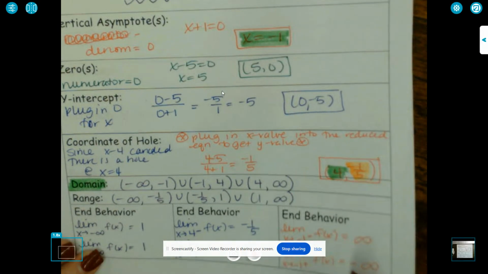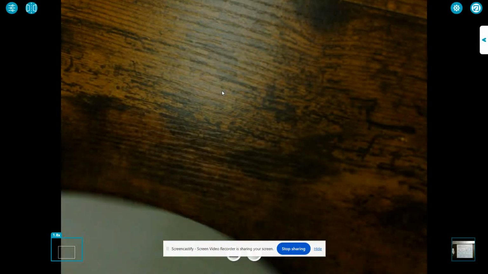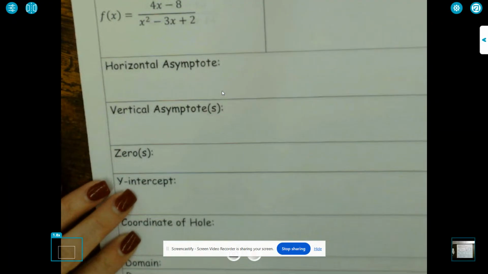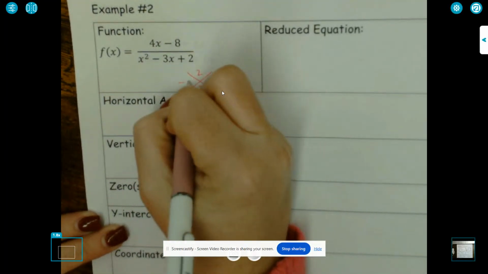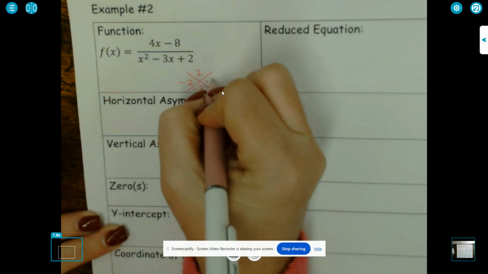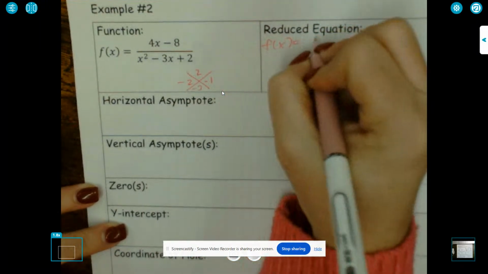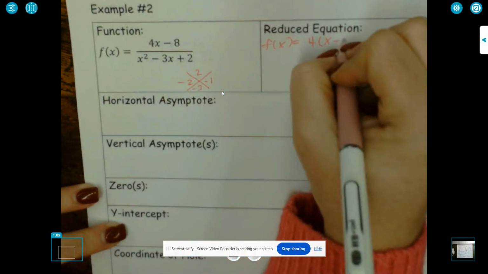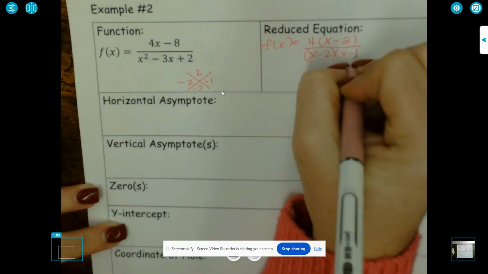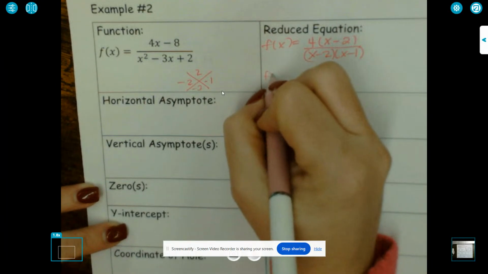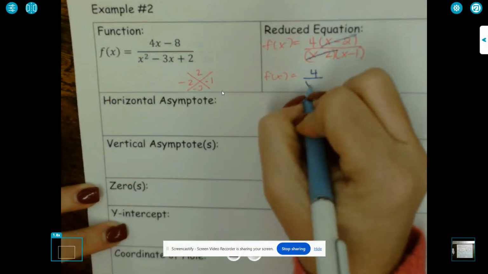All right, let's look at another example. Again, first thing we're going to do is factor. So the bottom here is going to be x minus 2, x minus 1. We can factor out a 4 on the top. That gives me a reduced equation, because we do see that these will cancel, of 4 over x minus 1.